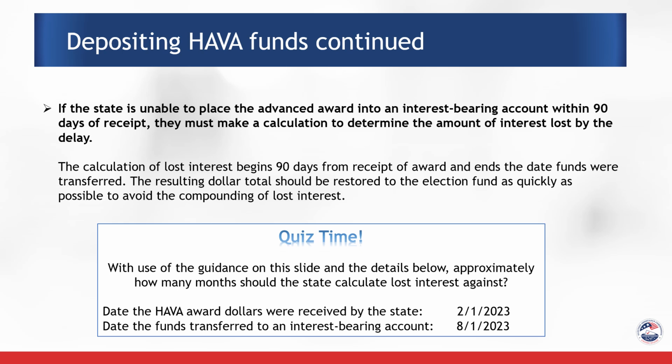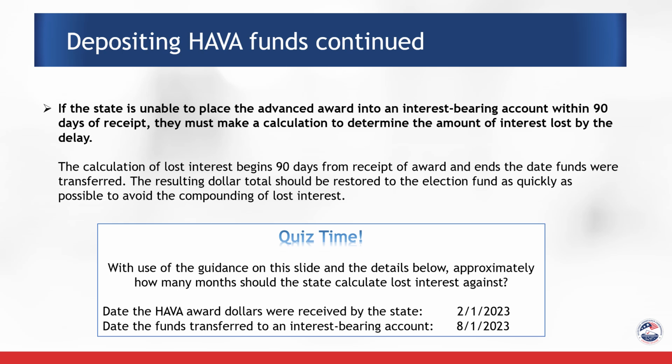With the guidance on this page and the details here in the box, approximately how many months should the state calculate lost interest against? So for example, let's say we sent your grant and you received the money on February 1st, 2023. And then there were delays and you were not able to place those funds into that interest-bearing bank account until August 1st, 2023. There's an approximate 6-month time of elapse and you have a 90-day grace period.